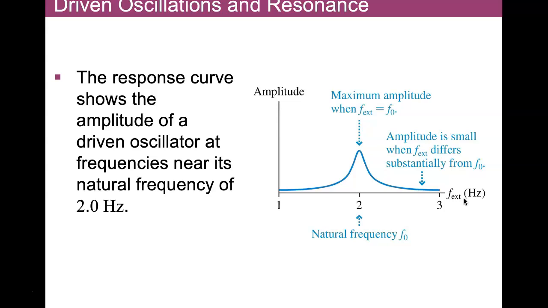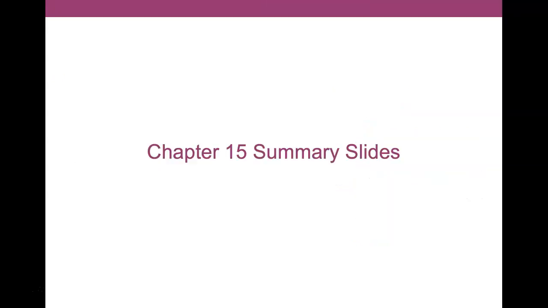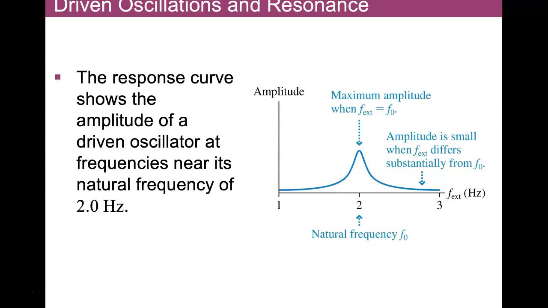And the system has some natural frequency for oscillations. So when these two coincide, when f external is the same as the natural frequency of oscillations, you're going to get a peak in amplitude. It means your driving is effective in increasing the amplitude of oscillations, in putting energy into the system. Okay.